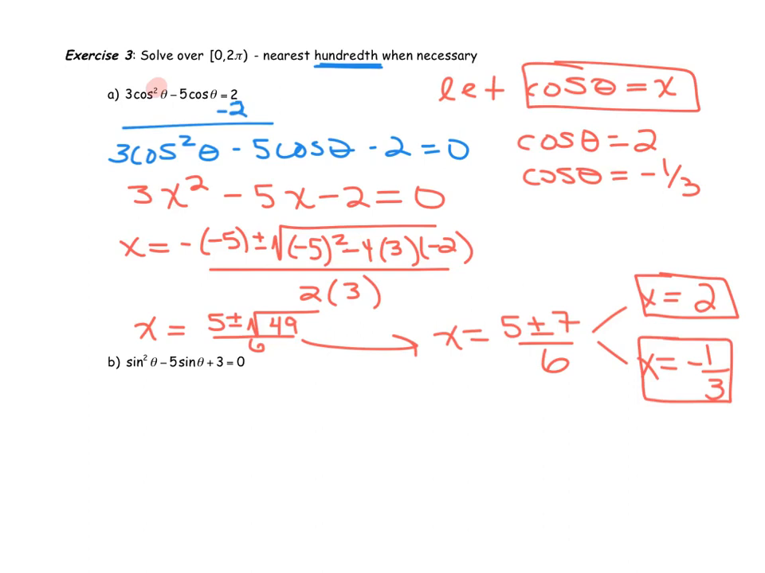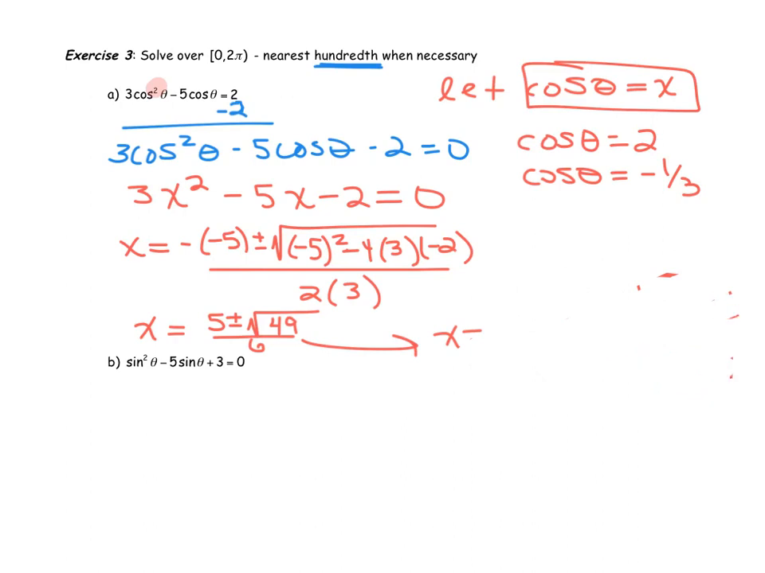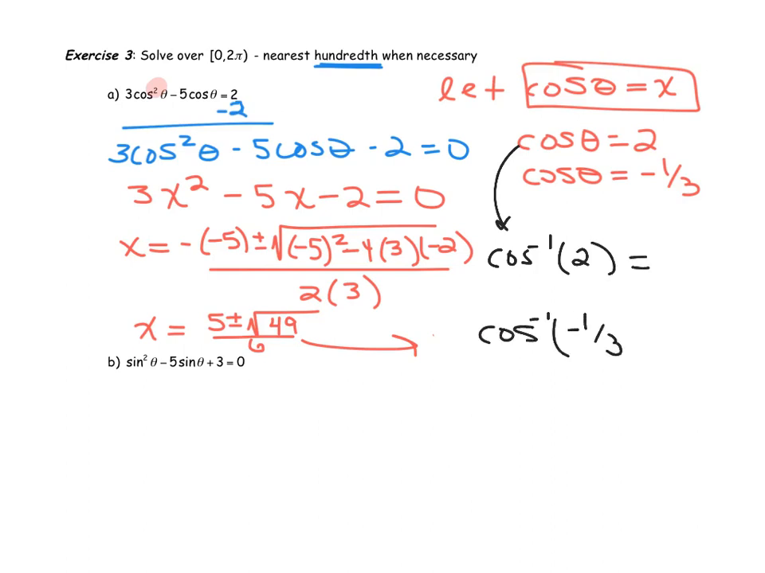Now I'm just going to type this into the calculator. I'm going to erase what I have here just to make some space. We want to figure out the cosine inverse. We want to know what's the cosine inverse of 2 and what's the cosine inverse of negative 1/3. Remember, we're taking inverse trig because we're looking for an angle measure. We're trying to find theta. Whenever you're trying to find an angle measure, we use inverse trigonometry.